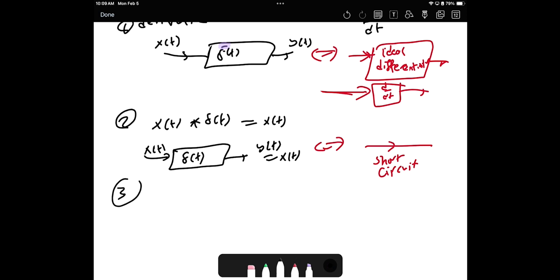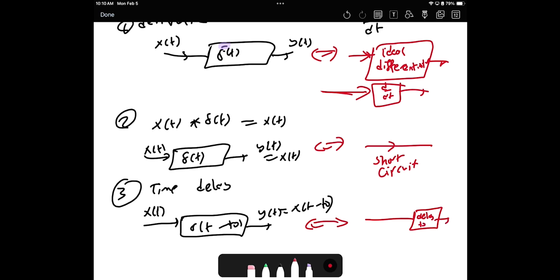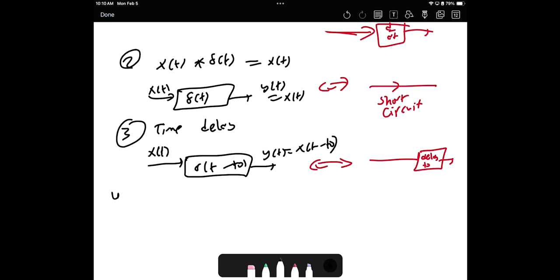Third scenario, time delay. Whenever you have x of t and delta of t minus t0, then here y of t equals x of t minus t0. And it looks like the same function, but we put a delay. Delay by t0. Okay?